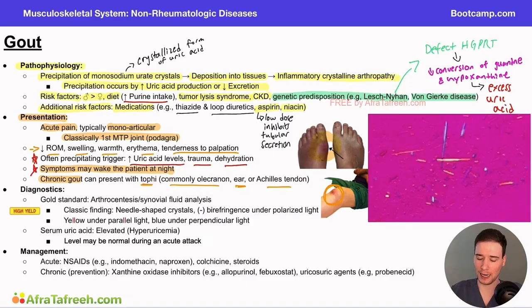Now, when we think about our diagnostics, gold standard is going to be the arthrocentesis with synovial fluid analysis. The reason this is the gold standard is because it differentiates it from something we're going to talk about in the next video, which is pseudogout or calcium pyrophosphate deposition disease.